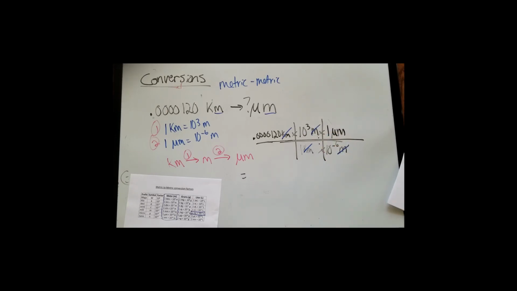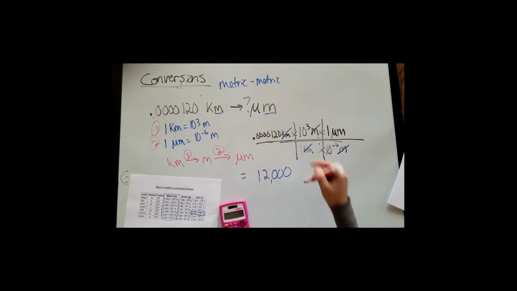So what that's going to get me is 0.0000120 times 10 to the 3rd divided by 1 times 10 to the negative 6. And I get 12,000. But I need to take into account significant figures.